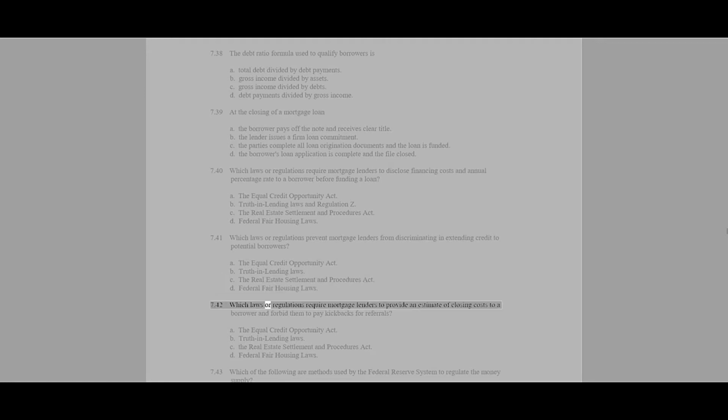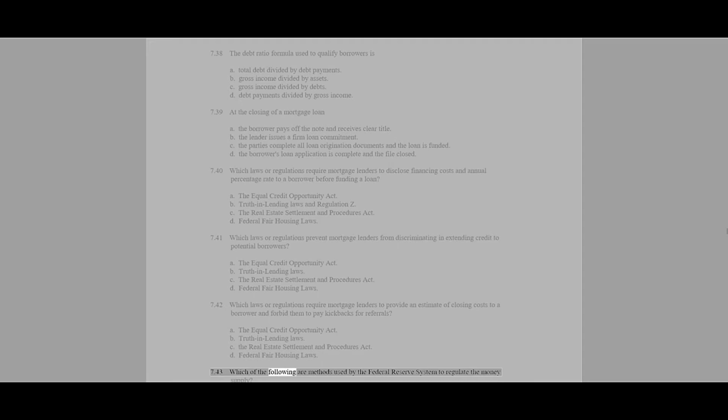7.42 Which laws or regulations require mortgage lenders to provide an estimate of closing costs to a borrower and forbid them to pay kickbacks for referrals? A. The Equal Credit Opportunity Act. B. Truth in lending laws. C. The Real Estate Settlement and Procedures Act. D. Federal Fair Housing Laws.